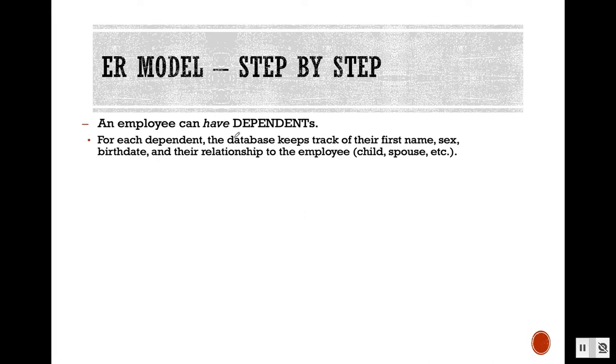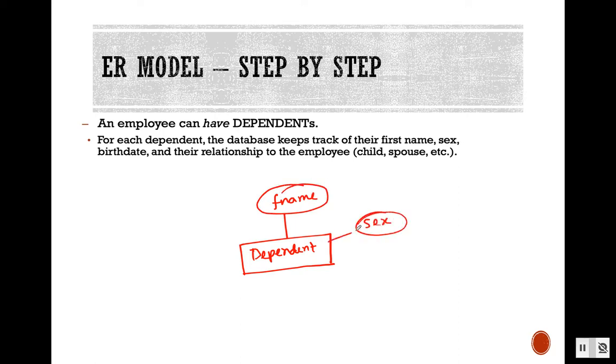All right, so probably this is going to be our last entity. An employee can have dependents, so we are going to keep track of every dependent. So we'll have an entity type dependents. For each dependent, the database will keep track of their first name, sex, birth date, and their relationship with the employee. So each dependent will have their first name, sex, birth date, relationship with the employee.